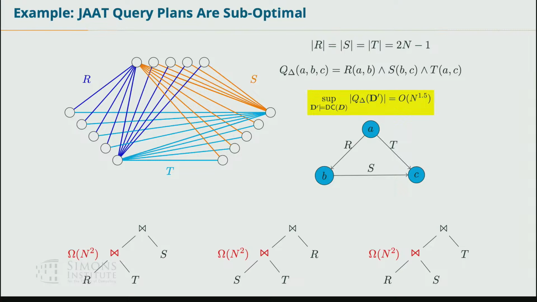It's like a constraint satisfaction problem. And traditional databases are built on this kind of binary join plan. So this is a query plan that says, why don't we join R and S first?